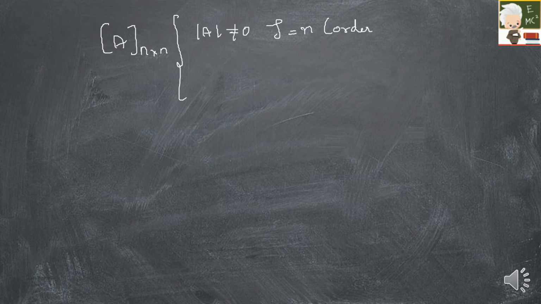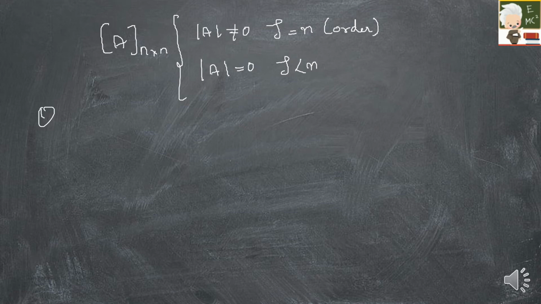If you are not able to find anything special in the matrix, for example, if you have a matrix A of order n cross n, and the determinant of the matrix is not equal to 0, then your rank is given by just the order. If the determinant of the matrix is equal to 0, then your rank is less than n. I will say how to find it. Again, we will do a few examples here.